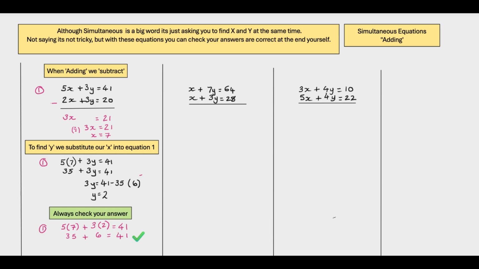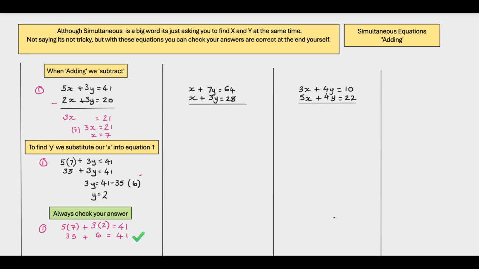This is an introduction into simultaneous equations. Now, it can be quite scary, these kinds of questions, and I'm not saying they're not tricky, but with simultaneous equations, you can check your answers are correct at the end yourself, so you feel comfortable knowing that you will get the full 3 marks that are on the exam paper.